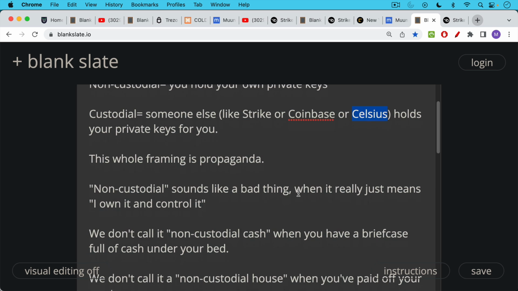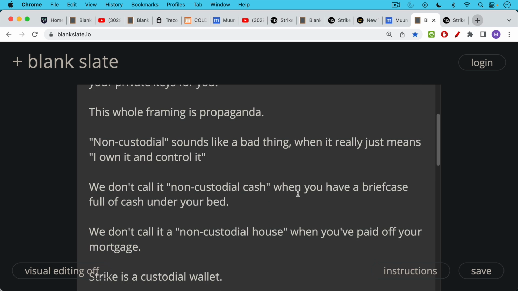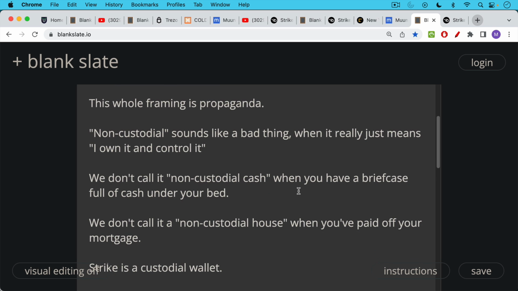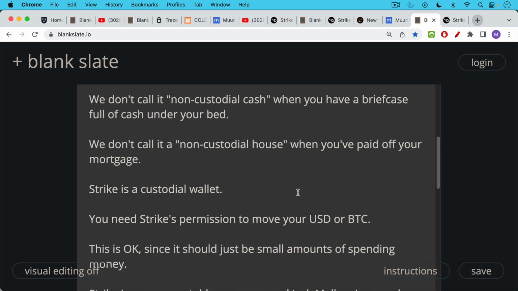And with the Strike app, it is a custodial wallet, so you will not be holding your own private keys. You're going to need Strike's permission to move your US dollars or your Bitcoin. So in this way, it's just like PayPal, where theoretically they could freeze your account, but Strike has not shown itself to be highly politicized and highly woke in the same way that we saw in yesterday's video that PayPal has. But these are the trade-offs.